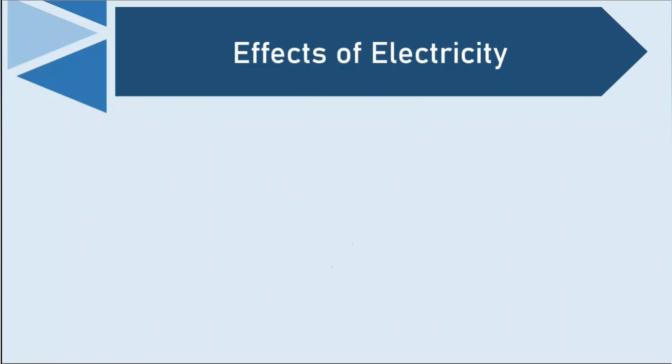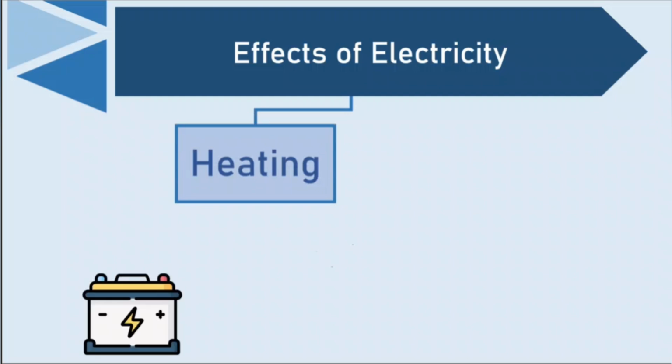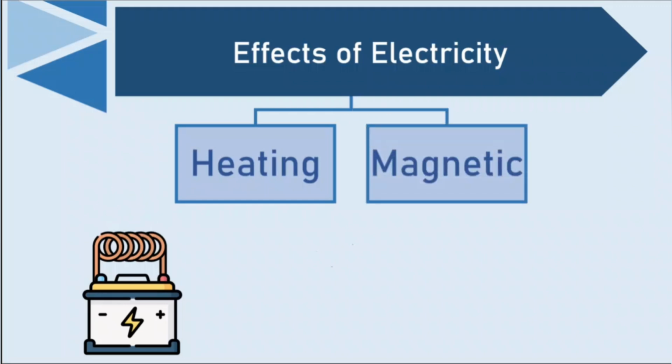The first one is heating effect. When a metal coil is attached to a battery, it gets heated after a while. This exactly is the heating effect of electricity, where heat is generated whenever electricity passes through a conductor. The next effect is magnetic effect.